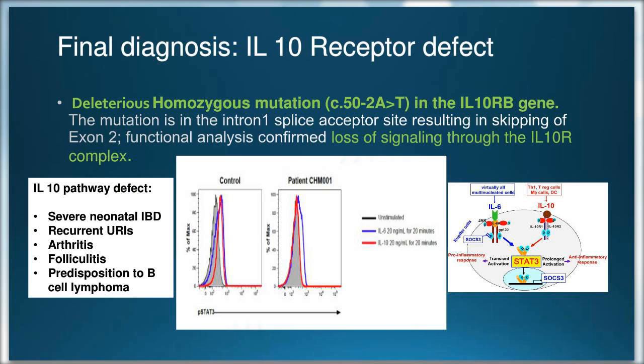IL-10 is an anti-inflammatory cytokine produced by T regulatory cells, macrophages, and B cells, and it inhibits pro-inflammatory cytokines. The defective pathway leads to intestinal macrophage dysfunction and intestinal hyperinflammation. People with IL-10 pathway defects can have severe neonatal IBD, recurrent URIs, arthritis, folliculitis, and predisposition to B-cell lymphoma. As you see, we did the functional analysis. IL-10 acts through STAT3 phosphorylation. As you can see in the control, addition of IL-6 and IL-10 produces STAT3 phosphorylation, but in our patient, only addition of IL-6 produced STAT3 phosphorylation, but IL-10 did not.